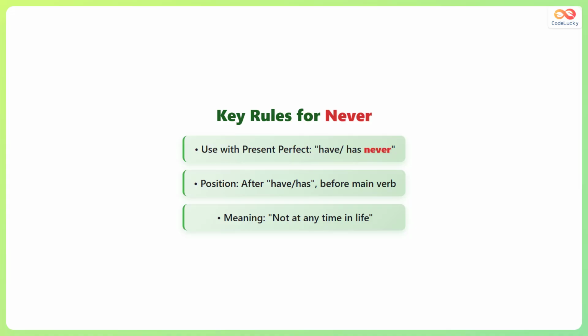Remember these key rules. Use never with have or has in present perfect tense. Place never after have or has and before the main verb. Never means not at any time in life. Keep sentences simple and clear.